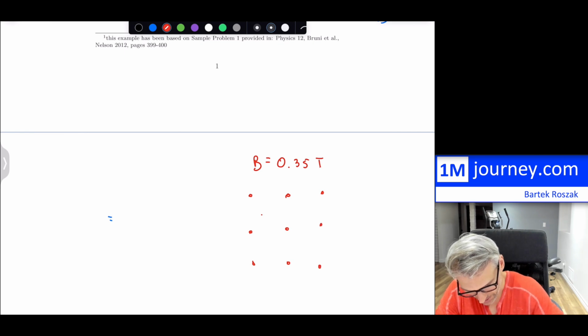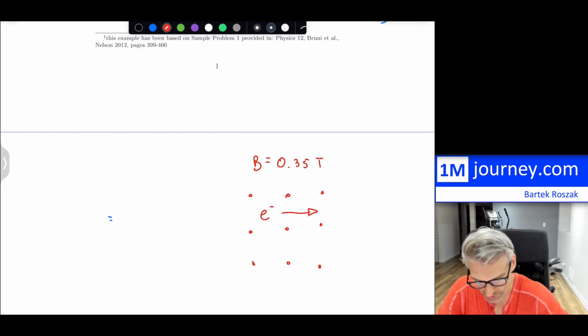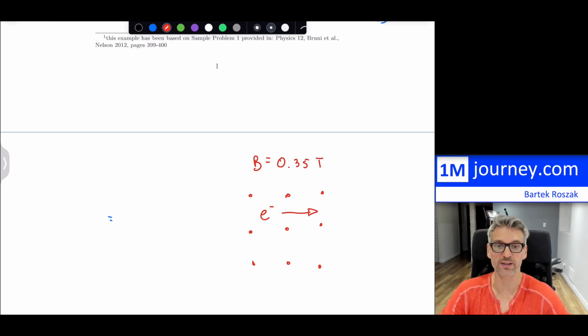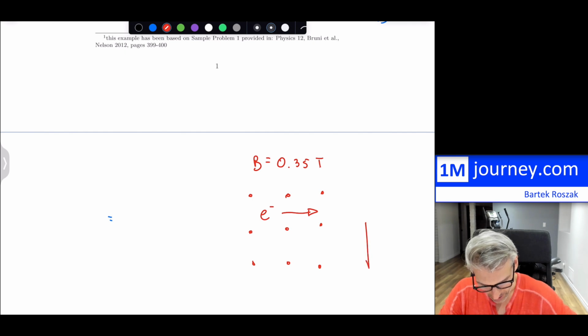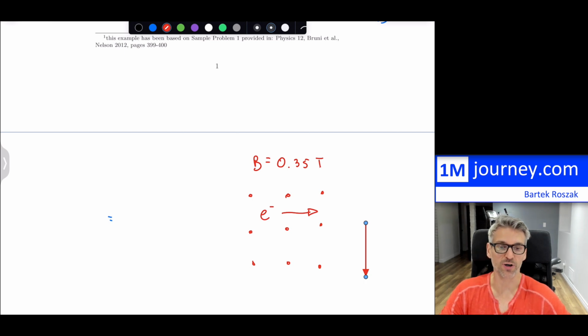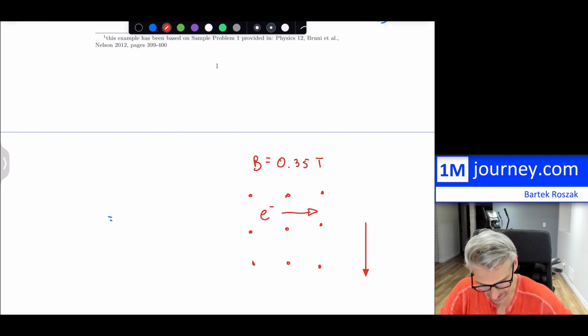Your electron is moving along in this way. So if you use your right-hand rule, within here, it's going to point downwards. But of course, when we say that it's downwards, that would be for a proton. So that means that the force is actually upwards because this is a negative charge. So the force is going to be up.